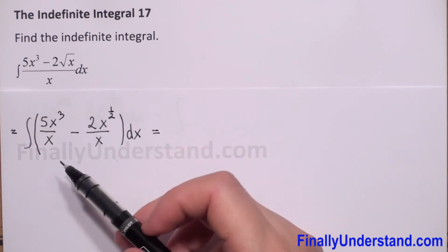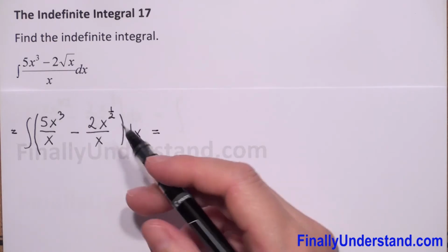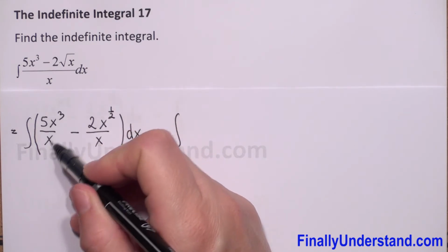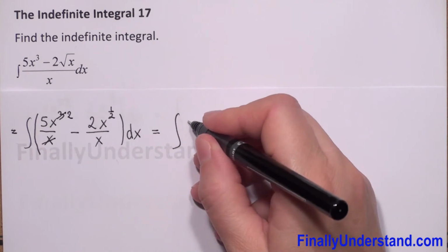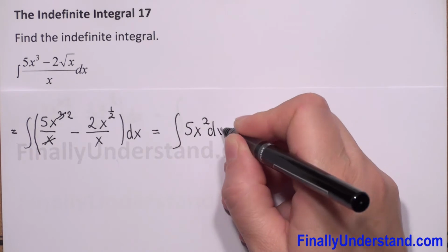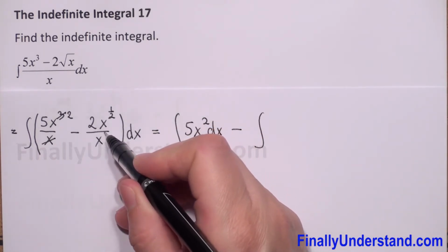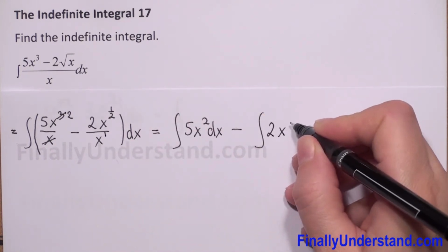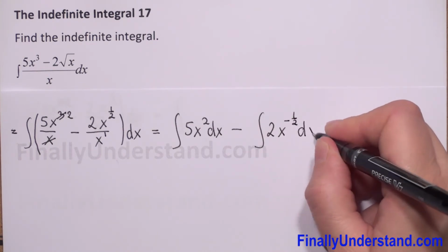And now, because we have an integral of a difference, we can change it to a difference of integrals. I will reduce fractions. We have x cubed over x, so that will be x squared. So we will have the integral of 5 times x squared with respect to x, minus the integral of, we have an invisible 1, so it will be 2 times x to the power 1/2 minus 1, which is negative 1/2, with respect to x.